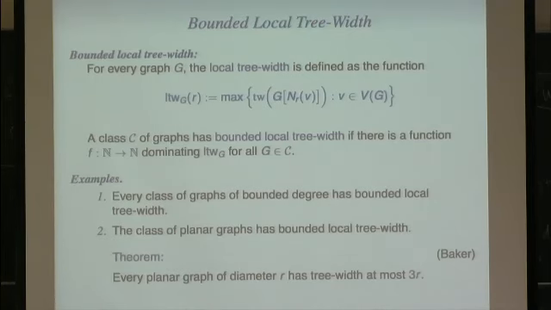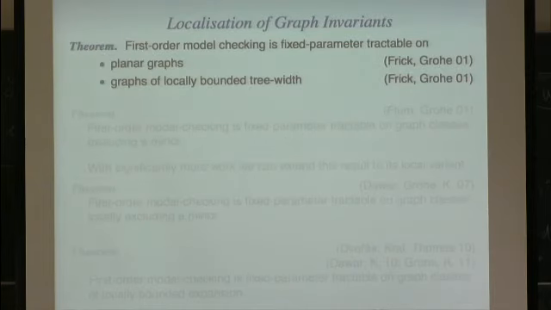Another, the most prominent example is the class of planar graphs. By a theorem by Baker, a planar graph of diameter r has only tree width 3 times r. Yeah? And so the tree width grows linearly in the size of the neighborhoods. And so the result we've seen before, basically the same proof, and this is how Frick and co. actually developed this proof, shows that first order model checking is FPT on planar graphs, graphs of locally bounded tree width, and so on and so forth.